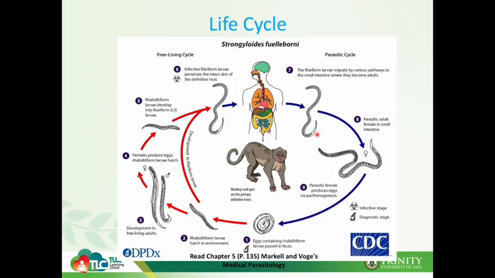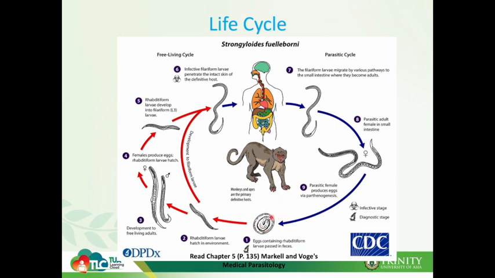The life cycle of Strongyloides fuelleborni is much similar to Strongyloides stercoralis, but there are a few exceptions. Number 1, kanina, dog yung alternative host ng Strongyloides stercoralis. Dito naman, monkeys or primates. That's one. And then, another one is the diagnostic stage.